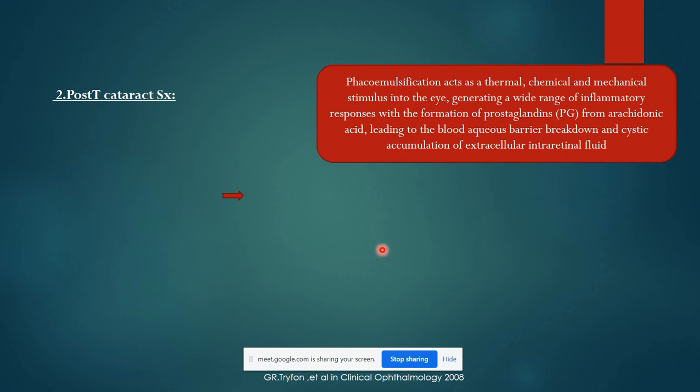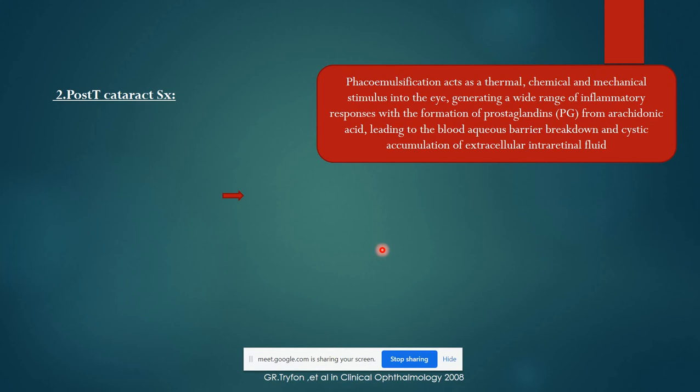Then post cataract surgery, like we all know cataract surgery is the most common surgery done in ophthalmology, and in case of phacoemulsification, which acts as a thermal, chemical and mechanical stimulation to the eye, it generates a wide range of inflammatory response.